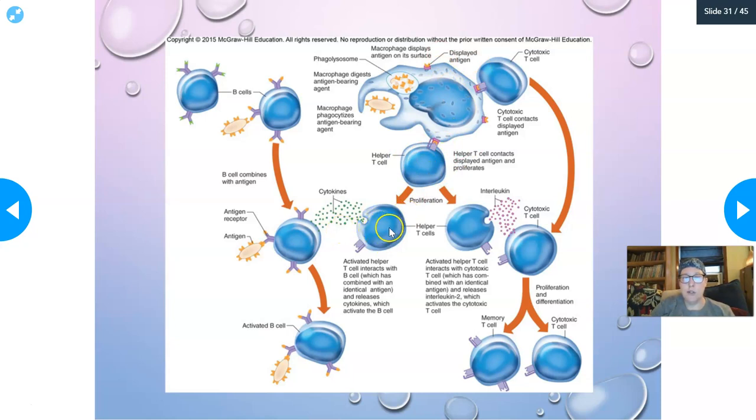The helper T cell, as it is activated, is going to secrete cytokines and activate a B cell. We're going to talk about the B cells here in a minute. It is also going to activate the cytotoxic T cells, which are then going to be specific to this pathogen that was encountered. Then some of these will clone and make more cytotoxic T cells, and some of them will clone and make memory T cells that will hang out for decades and always carry the memory of that antigen and be able to respond to it.